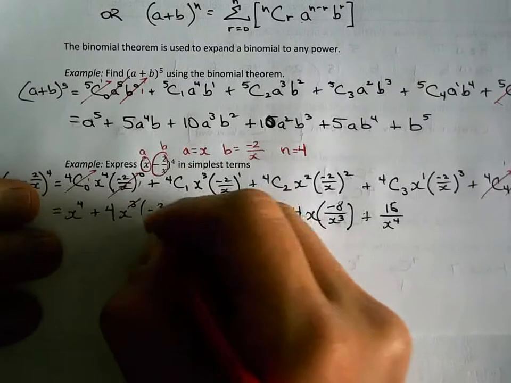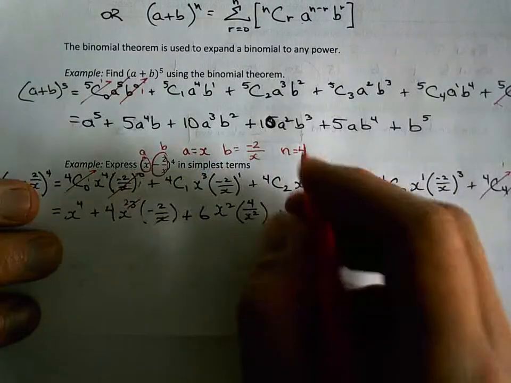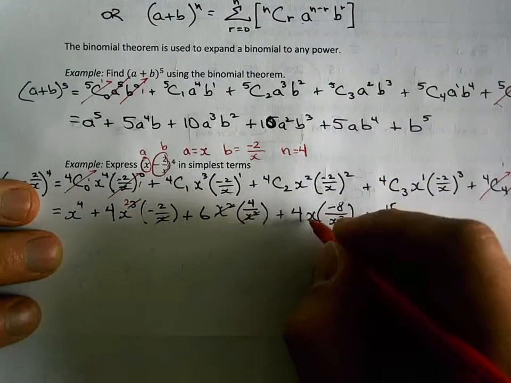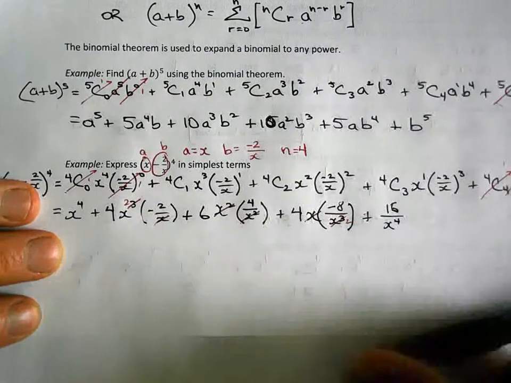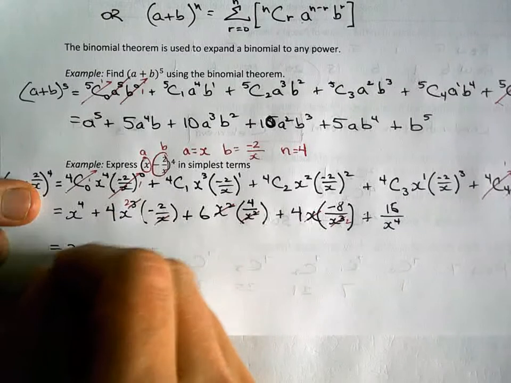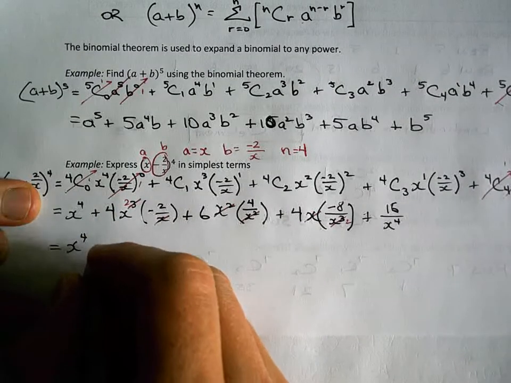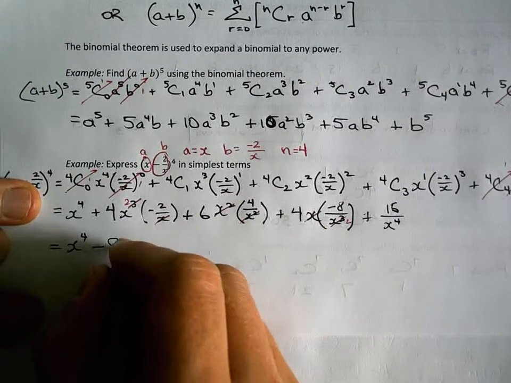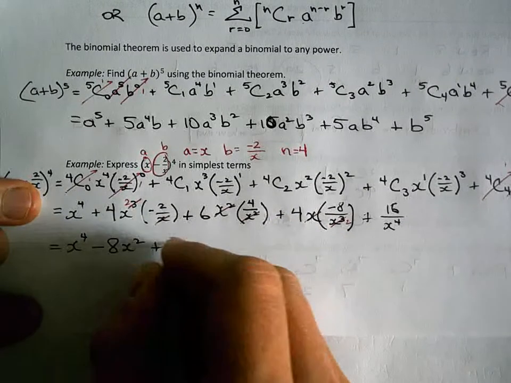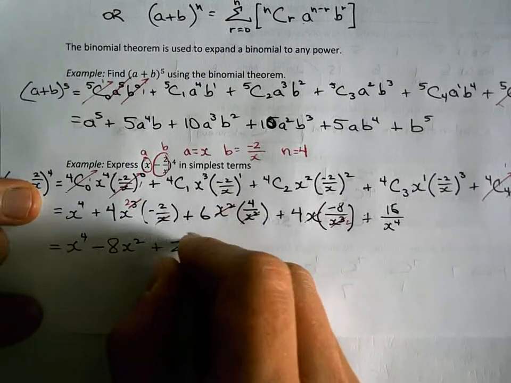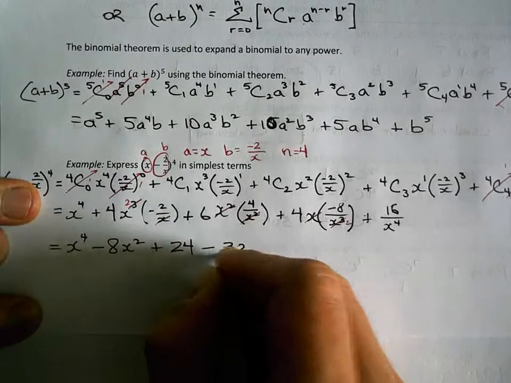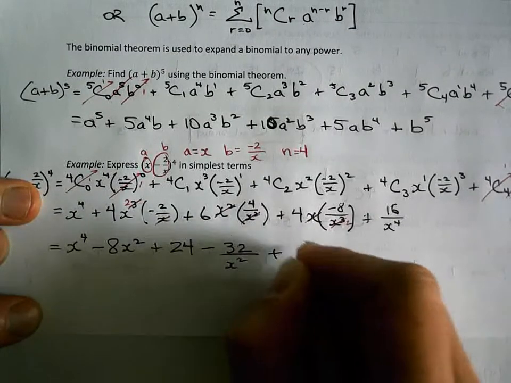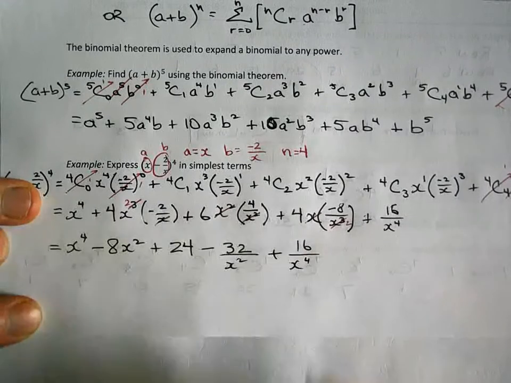This is going to cancel with this and leave me with 2 x's. This is going to cancel with this. This is going to cancel with this and leave me 2 x's. So I end up with x to the power of 4 minus 8x squared plus 6 times 4 is 24 minus 32 over x squared plus 16 over x to the power of 4.